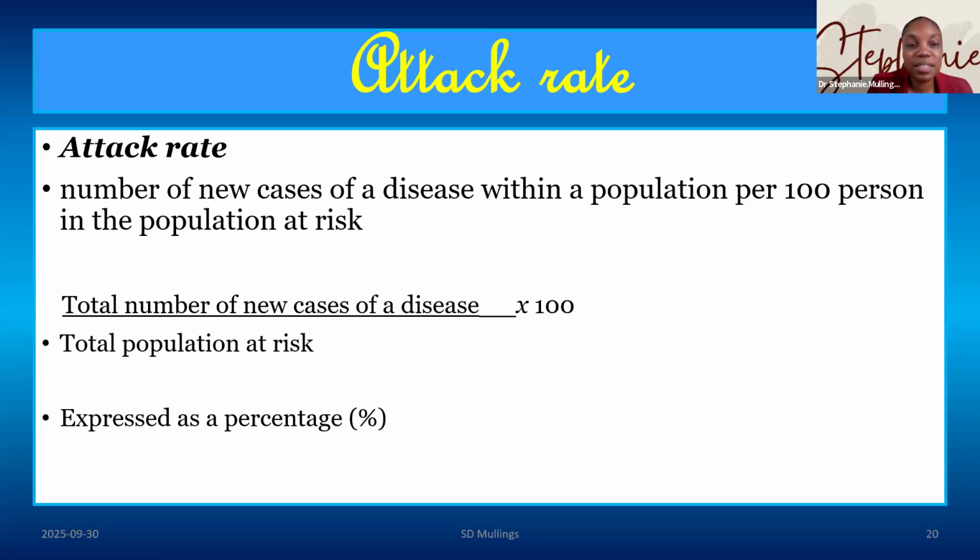And this is represented by a percentage. If it is though that everybody's at risk, for example, with COVID-19 or even dengue, everybody's at risk. So if you're calculating attack rate, then everybody in that particular population would be in the denominator.